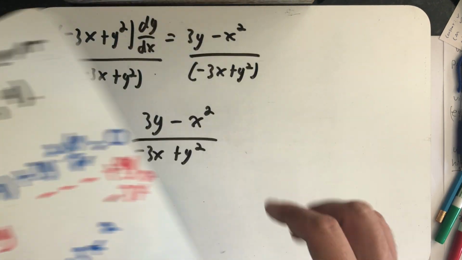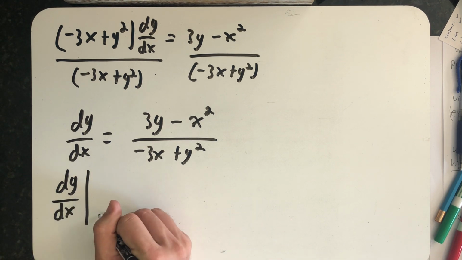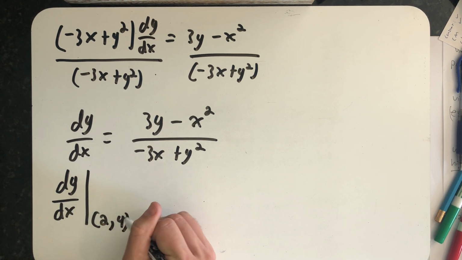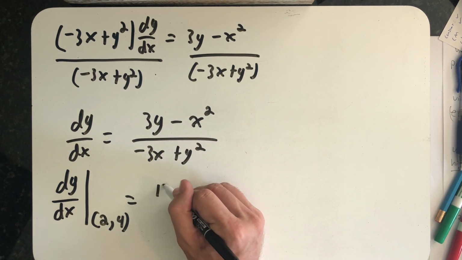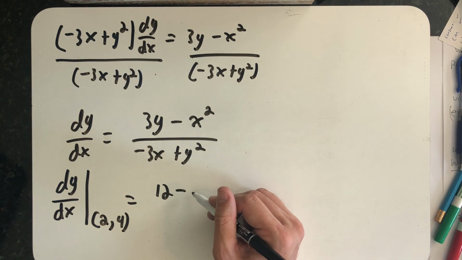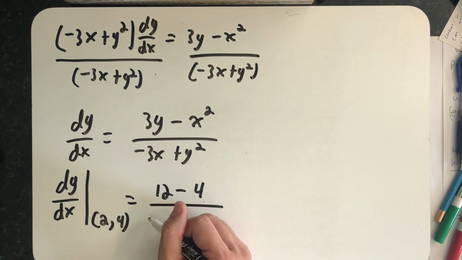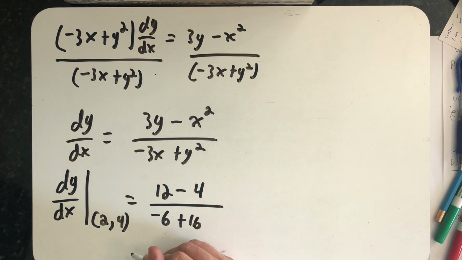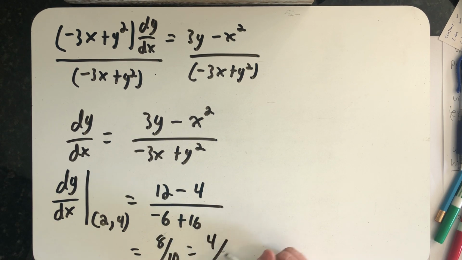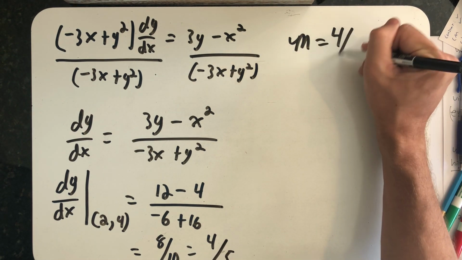The x and the y I care about in this problem is (2, 4). All right, so let's see. I've got to plug in a 4. That'll be 3 times 4 is 12. x is 2, so 2 squared is 4. And on the bottom, I'll have a minus 6 plus 16. Let's see, that's going to work out to be 8 over 10 or a positive 4/5. There's my slope. The slope of my tangent line is 4/5.